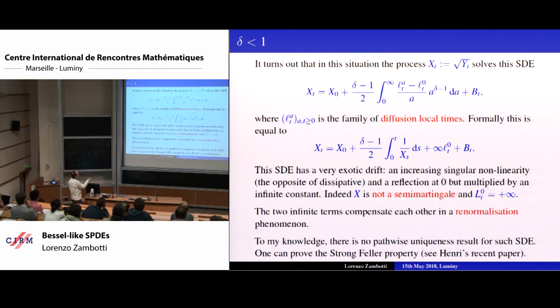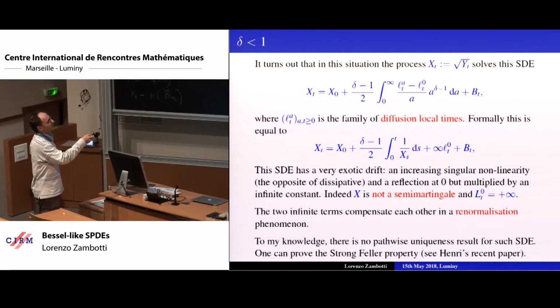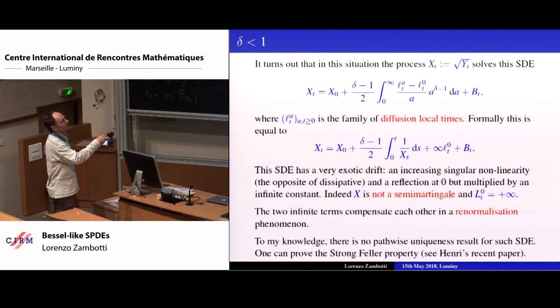The L_T^a over a times a to the delta minus 1 is this term, and the minus L_T^0 times an infinite constant is this term. Okay, but you regroup them together. You have to prove that L^a is essentially Hölder in a in such a way that here you gain some power of a, which makes this integrable at 0. Okay, so this is quite an interesting phenomenon.